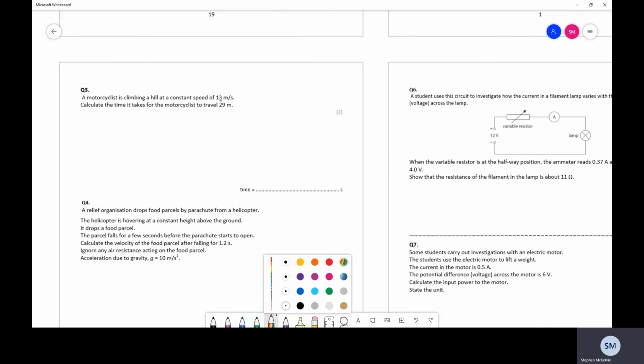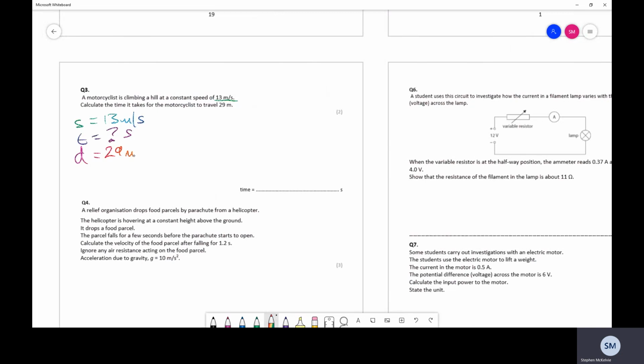A motorcyclist is climbing a hill at a constant speed of 13 meters per second. Calculate the time it takes for the motorcyclist to travel a distance of 29 meters. T is equal to I don't know how many seconds.